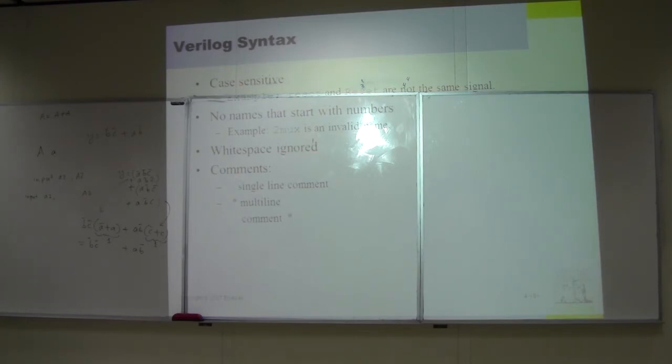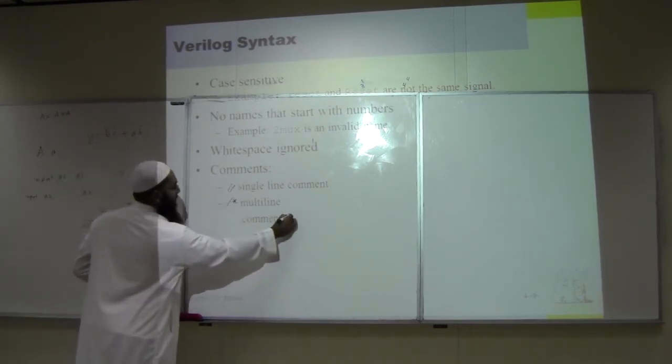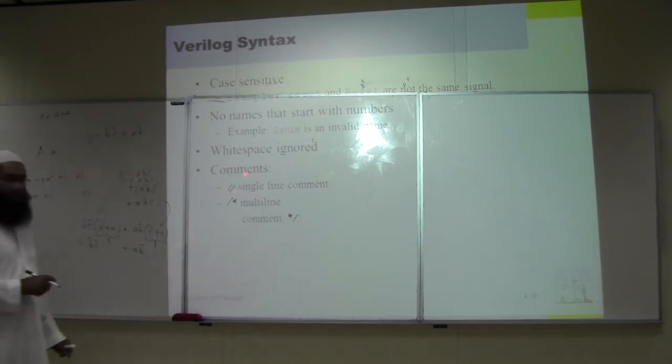Comments. See, double slash, slash star, star slash. It is same as which language? C. Same as C. This double slash means a single line comment. And if you need a multiple line comment, you use slash star and end with star slash. So the comment is same as C. Actually, all of them are same as C, except this one.